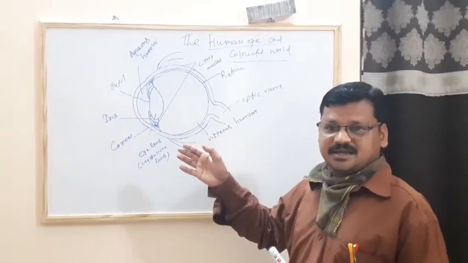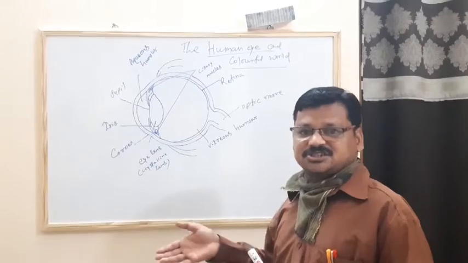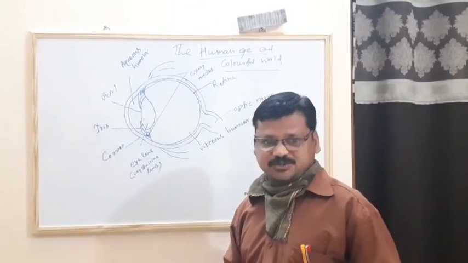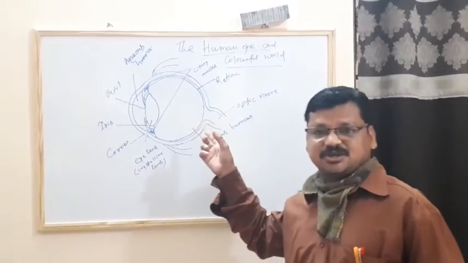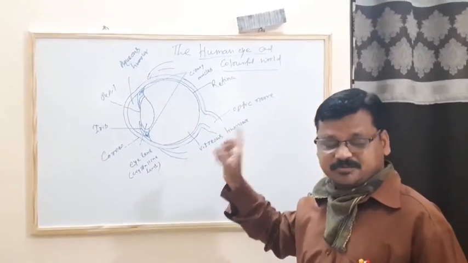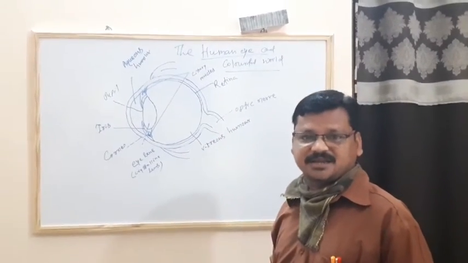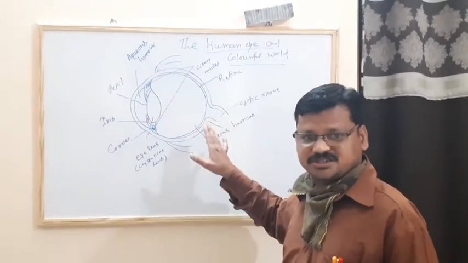So how can the human eye see an object? Our human eye is a type of natural camera. Its function is like a camera. But in a camera we cannot change the focal length, while the human eye has the ability to change its focal length. That is called power of accommodation. That will also be discussed.